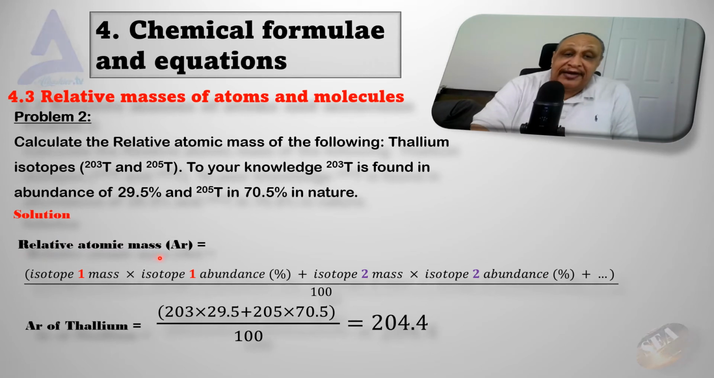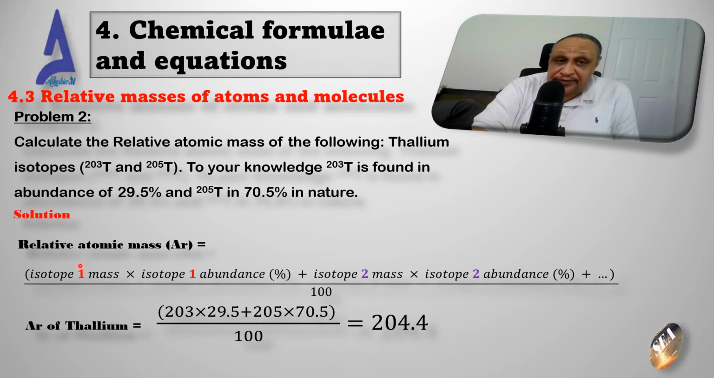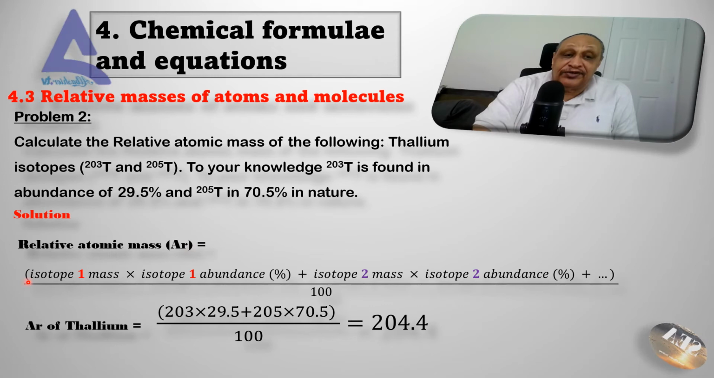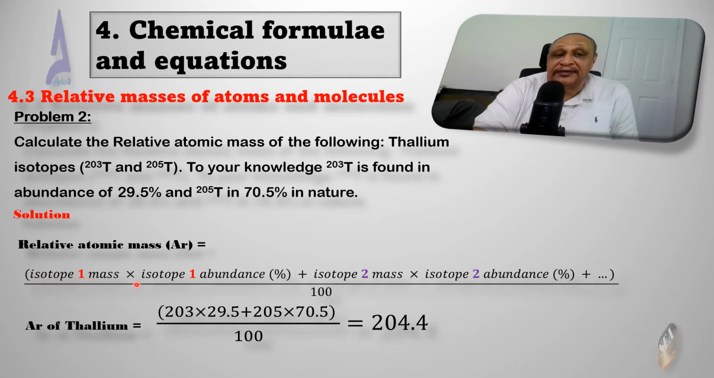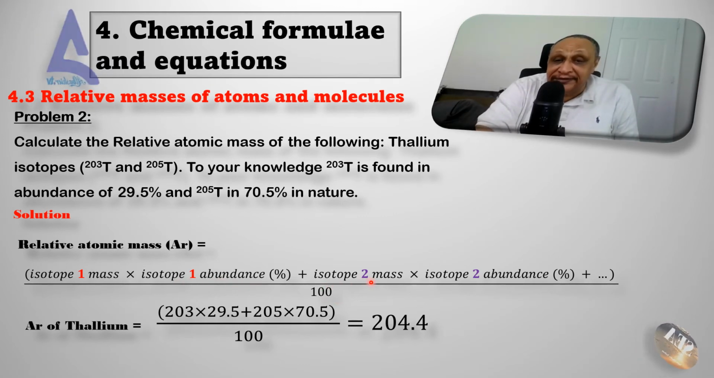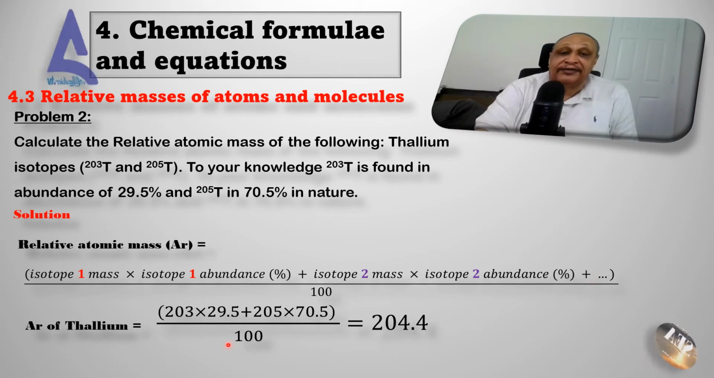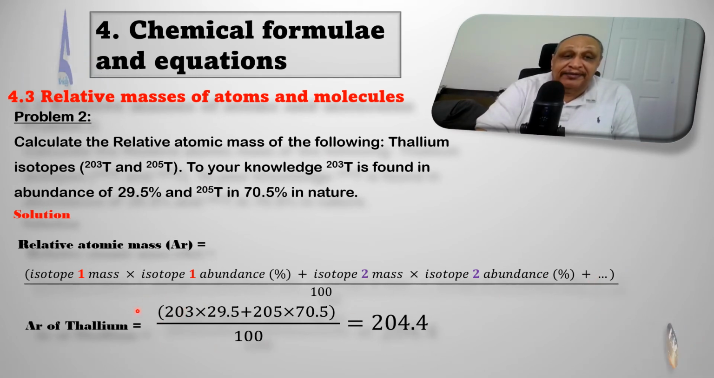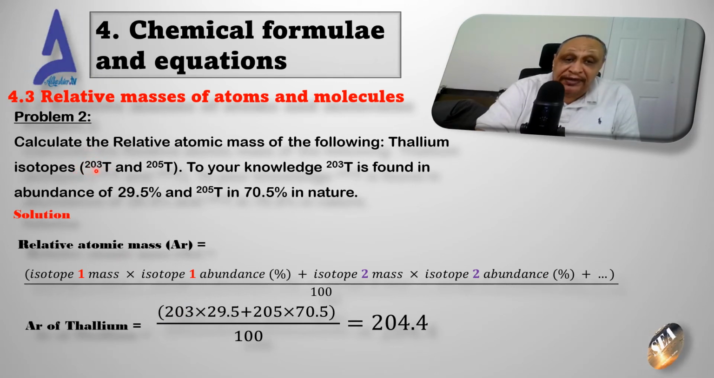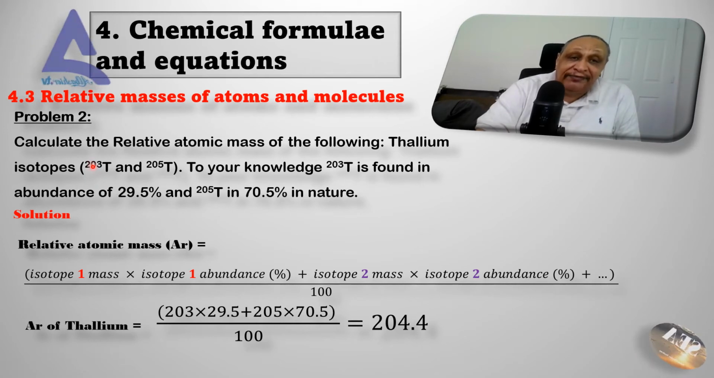So the relative atomic mass of any element, and here it is thallium, is going to be isotope 1 mass multiplied by its abundance, plus isotope 2 mass multiplied by its abundance. Since we have only 2, we don't need the others. The 203 is actually the mass of the thallium isotope.